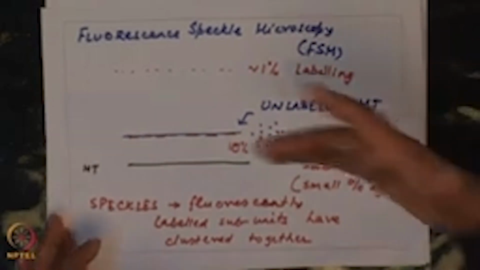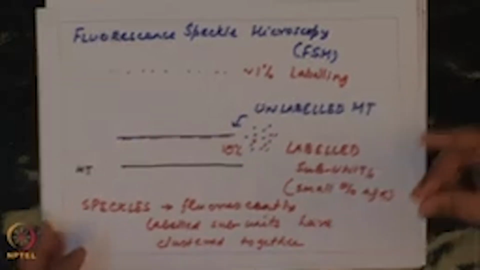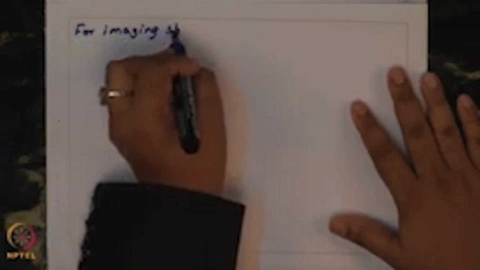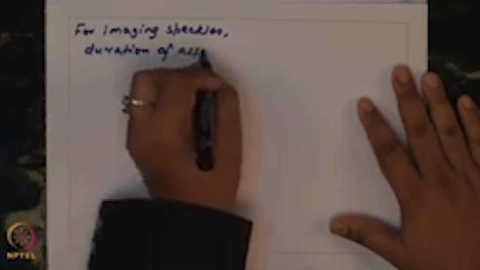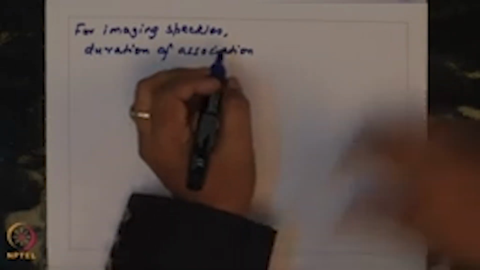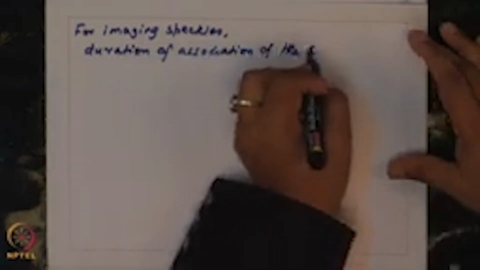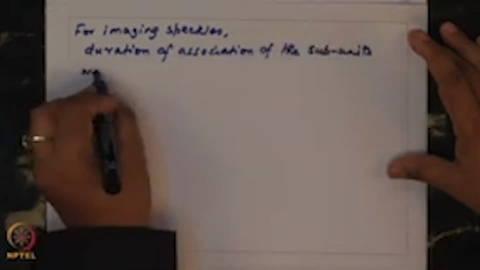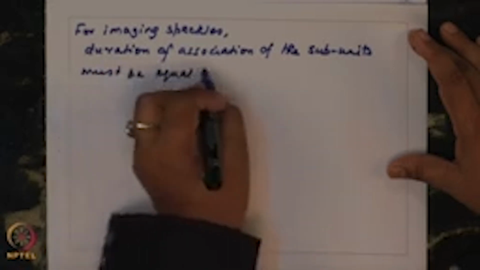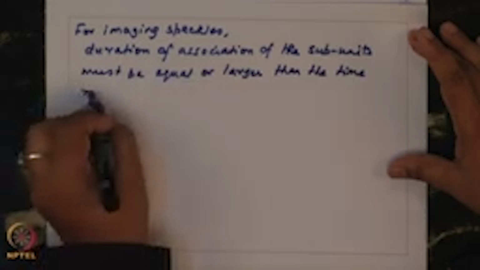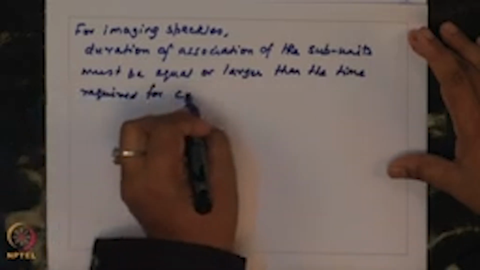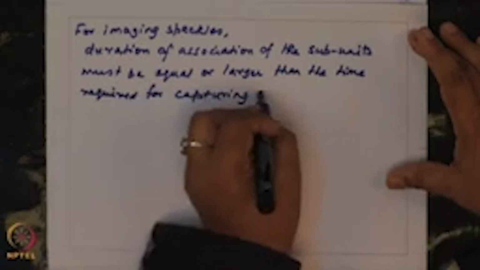So, in order to image these speckles, the duration of association of the subunits must be equal or larger than the time required for capturing a frame.